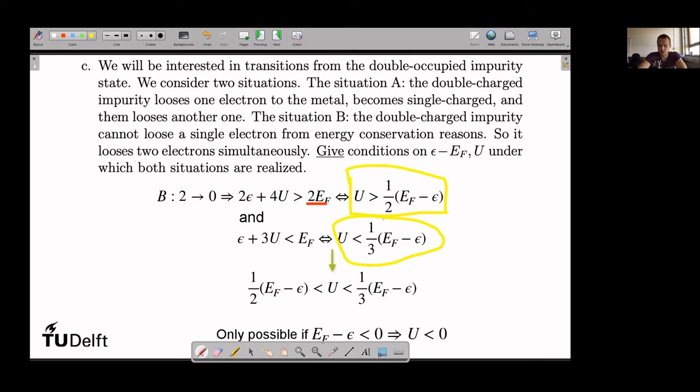We can combine those two, and we end up with a single double inequality for the interaction energy. And you can see that this is only possible if actually the energy EF minus epsilon is negative, meaning that U is also negative. So this type of transition of having 2 electrons going to 0 would only be possible if the interaction energy is negative, meaning it's attractive. The 2 electrons lower their energy if they're combined at the impurity.